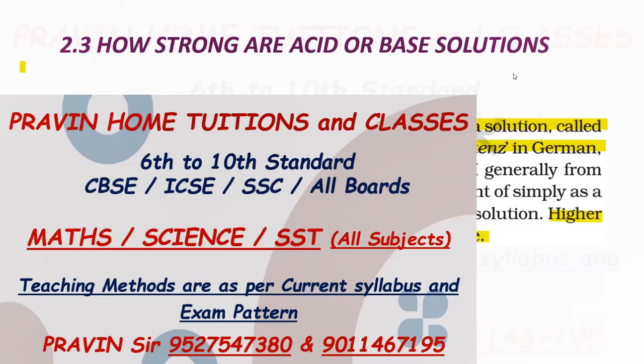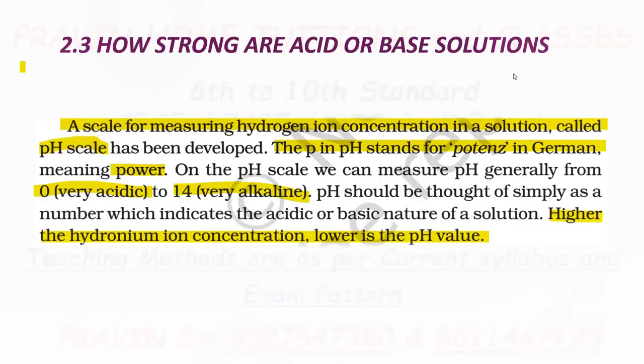Hello friends, in this video we will discuss how strong are acid or base solutions. Means how to measure whether solution of acid is strong or weak, whether the solution of base is strong or weak. Here, a scale for measuring hydrogen ion concentration in a solution is developed. That scale is called pH scale. In pH, P stands for potence and its meaning is power.